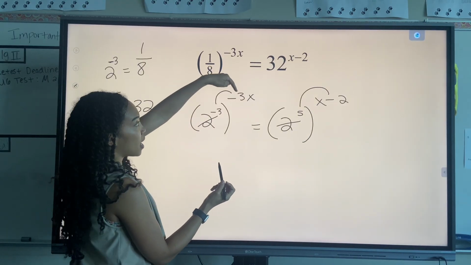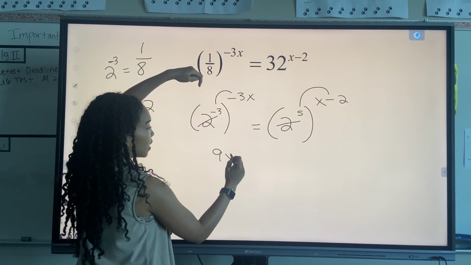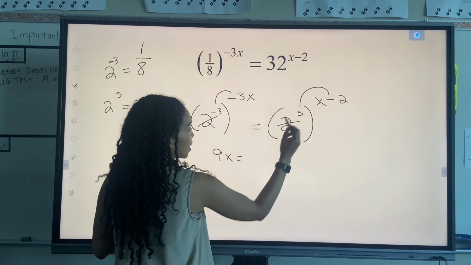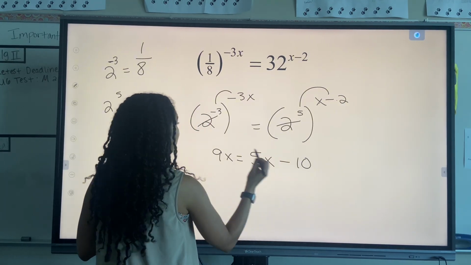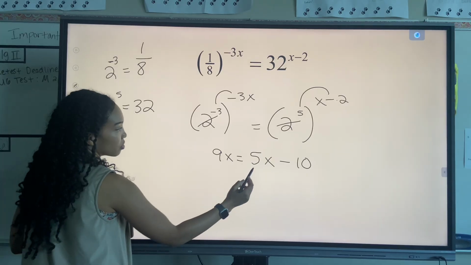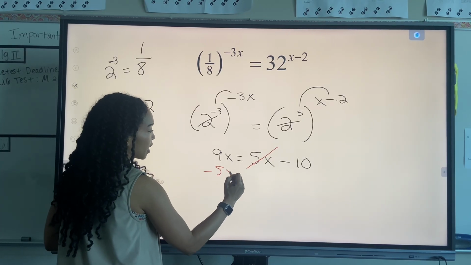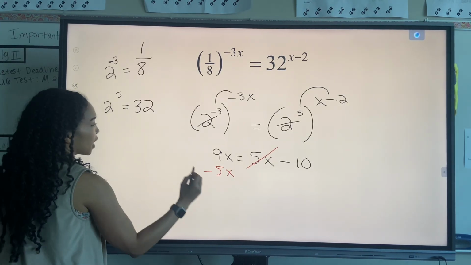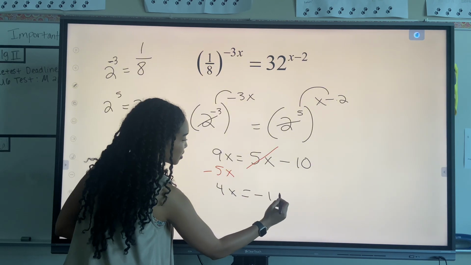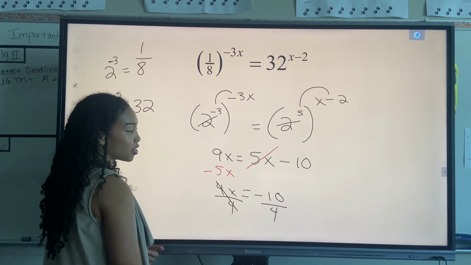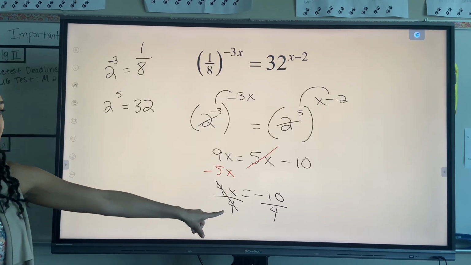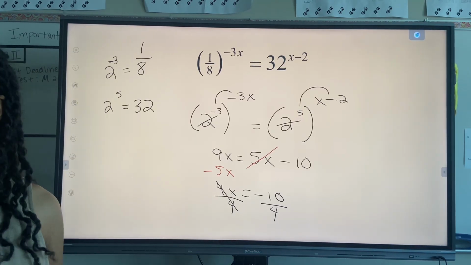So negative 3 times negative 3x is a 9x. 5 times x is 5x, and 5 times negative 2 is negative 10. And then from here you just solve. So subtract 5x, you'll get 4x equals negative 10, divide by 4, and then simplify that. Do not leave it as that. You need to simplify all your fractions.